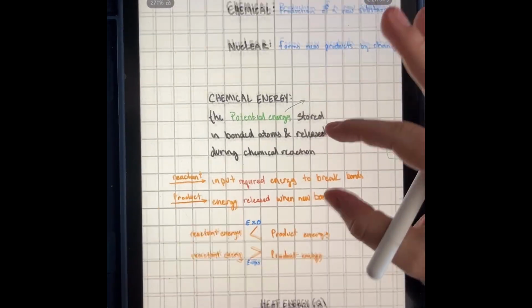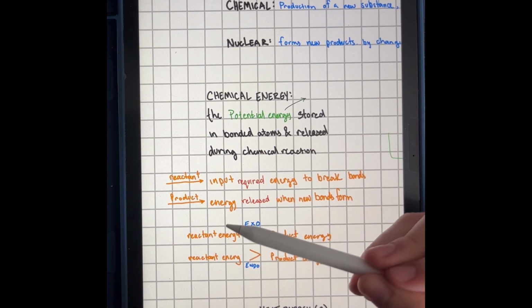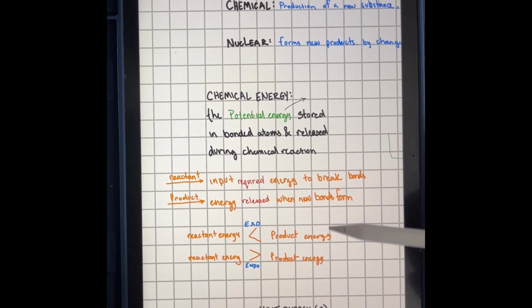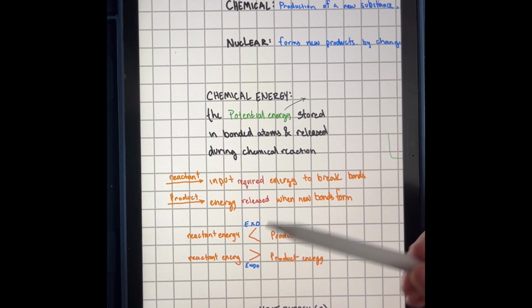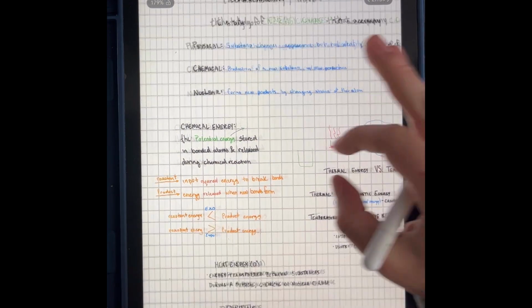We have the reactant, so the input required energy to break the bonds, and then the product is the energy released when new bonds form. We have exothermic and endothermic, but I don't really like this analogy, so I'll go through that later.